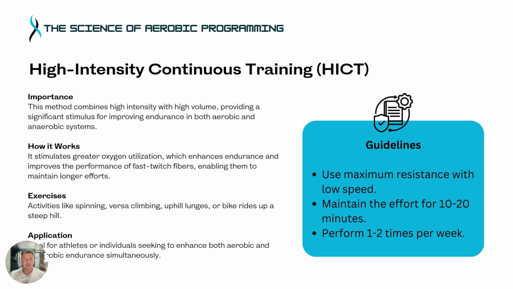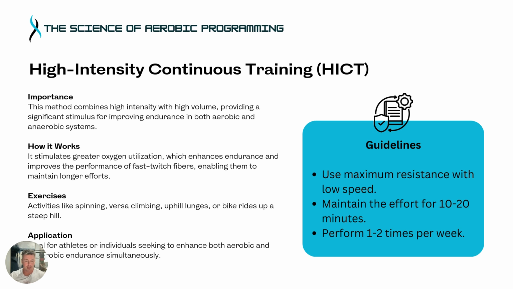And then we have high intensity continuous training. This one's really fun. Spinning, versiclimber, uphill lunges, or bike rides up a steep hill are the best way to do this. This is really good for someone who needs a high level of conditioning. I'd use this in grapplers, or someone who really struggles to lose fat off their legs. It does work. We won't go into the mechanisms why, but basically maximum resistance, low speed, maintain it for 10 to 20 minutes, once or twice a week. That is really, really rough.